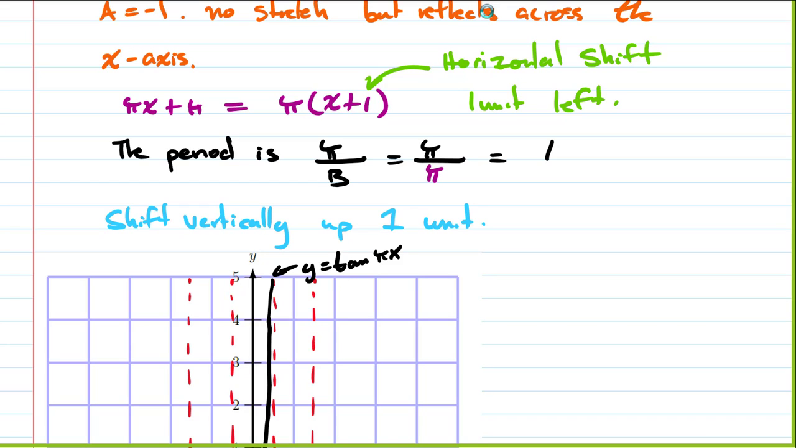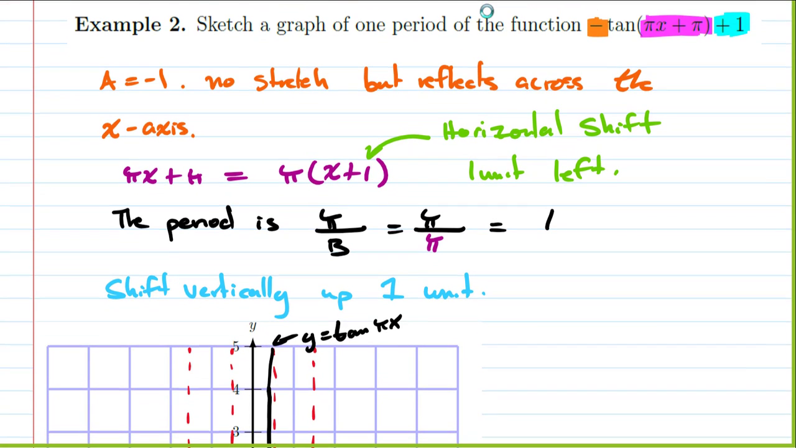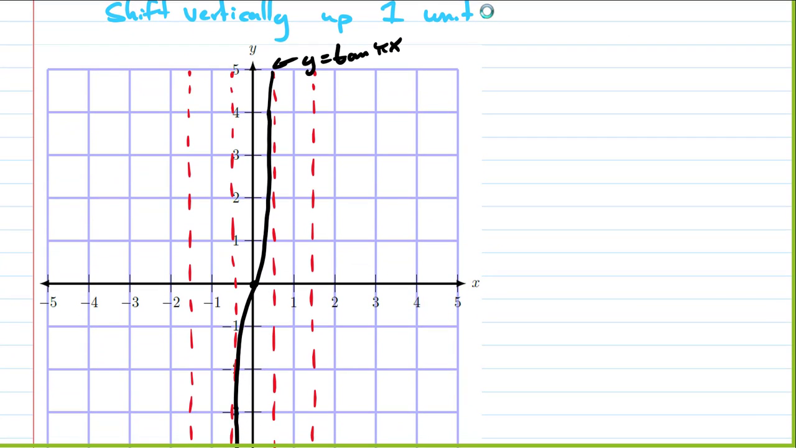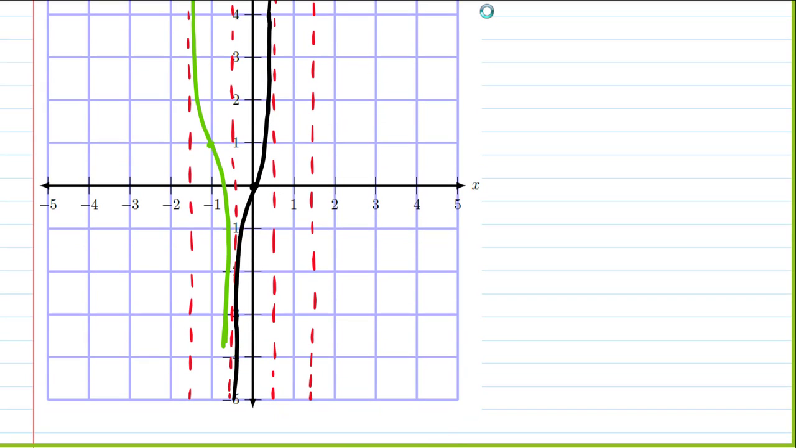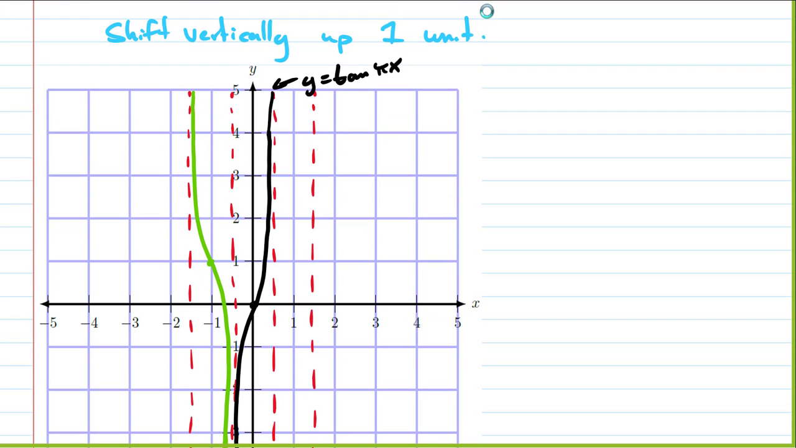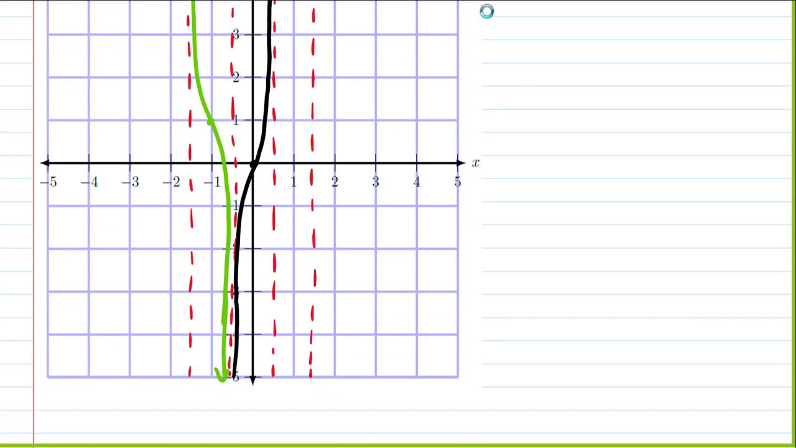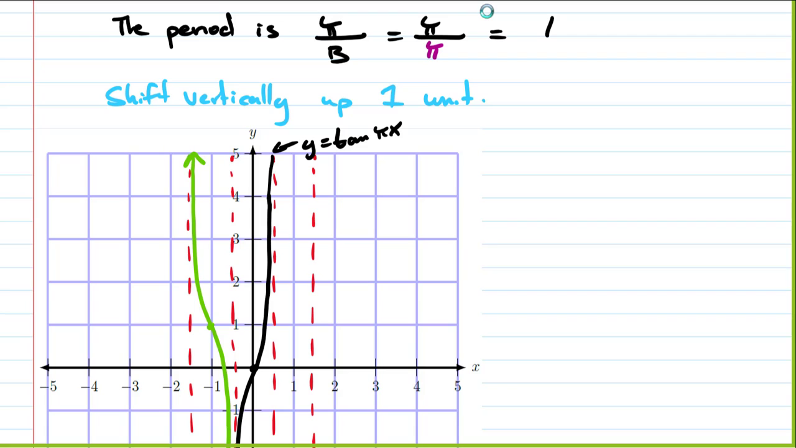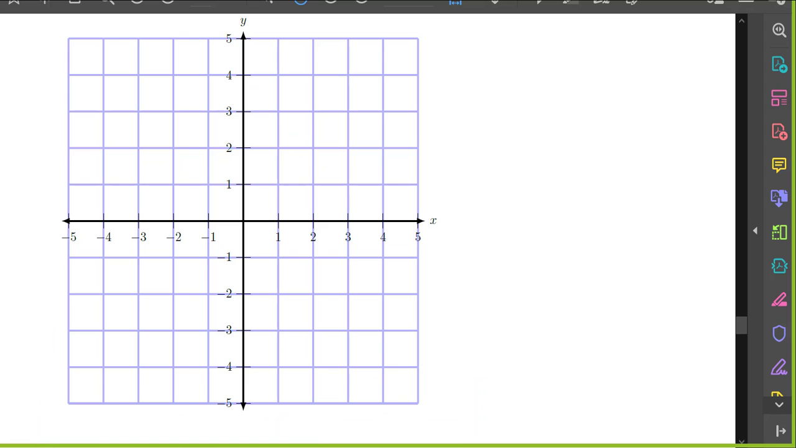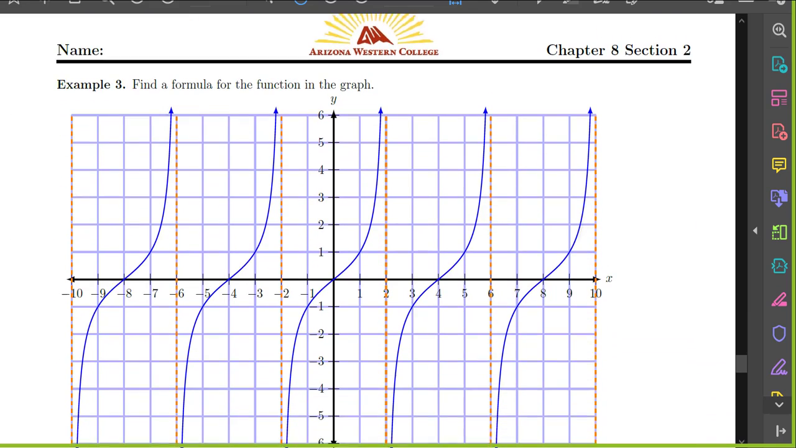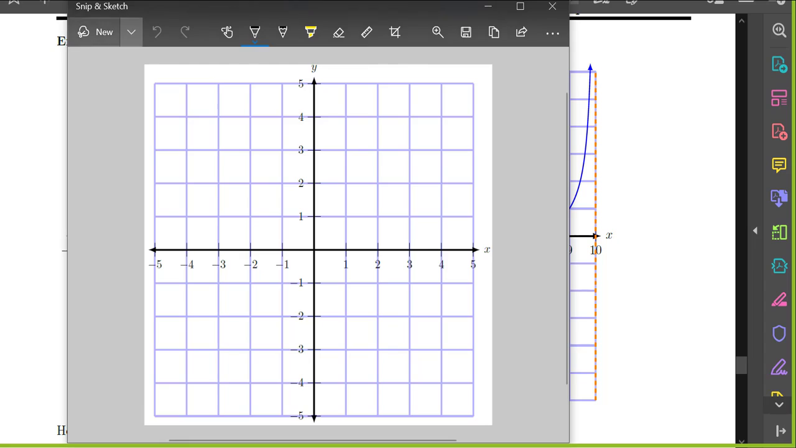So we're going to flip it over. We're going to move it left, and we're going to move it up. So we move it left 1, up 1, and flip it over. So our graph is going to look like that. That would be 1 period, and then you could just copy the periods. But in the instructions, we were only asked to graph 1 period. So the graph in green would be the actual function we were asked to graph. All right, continuing.